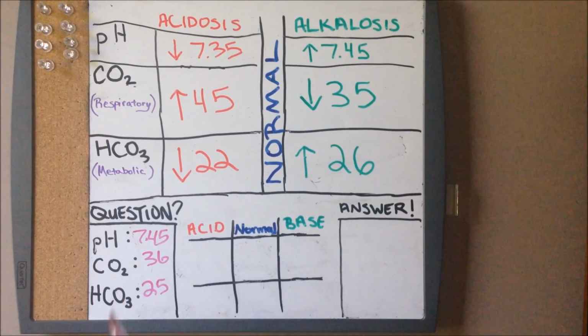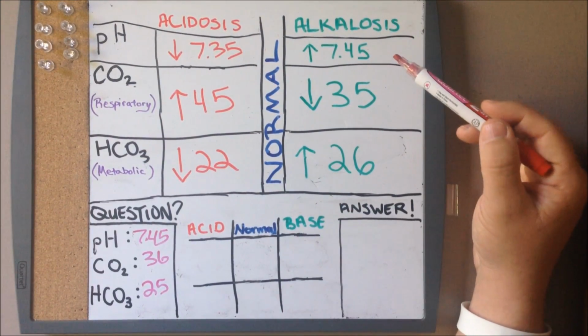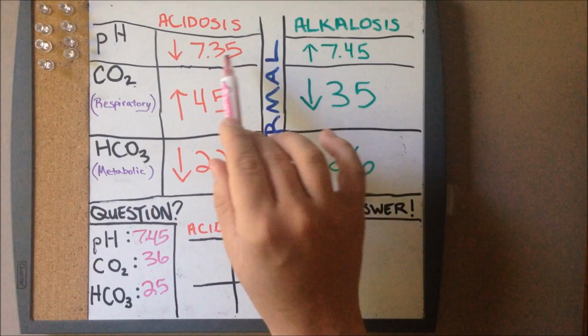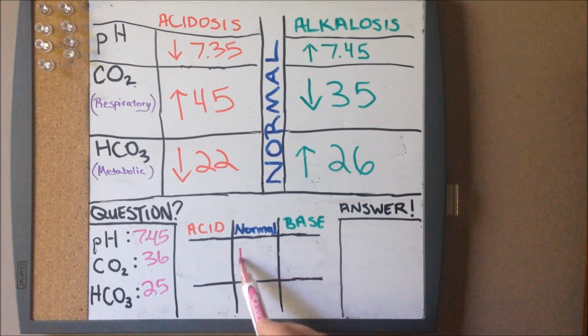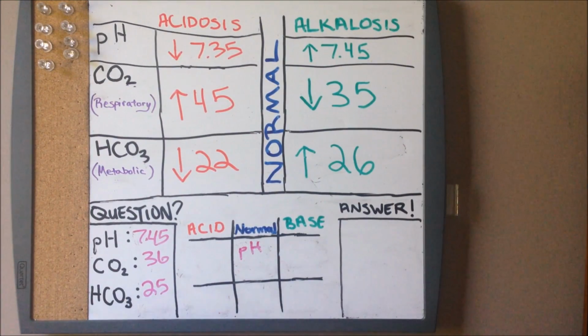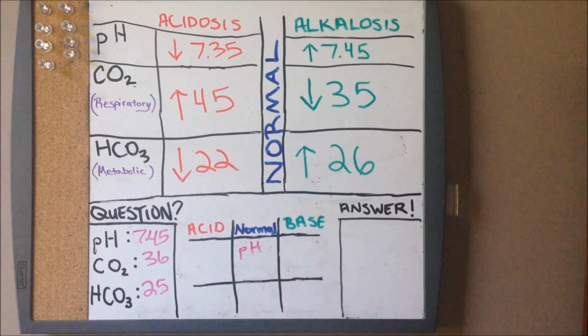All right, so first things first, let's look at the pH, 7.45. 7.45 is not greater than 7.45, so it's in between these two, therefore it is normal. So we're gonna write the pH in the normal block. Now, before even going any further, you wouldn't have to, because if the pH is normal, that means that we don't have an acidosis or alkalosis problem. The pH is fine in this patient, and that's exactly what we want to be the case. But let's go ahead and look through these last two and see if that proves to be correct.